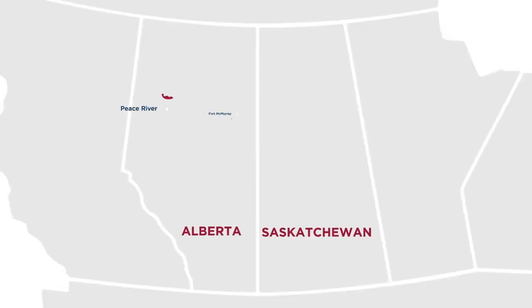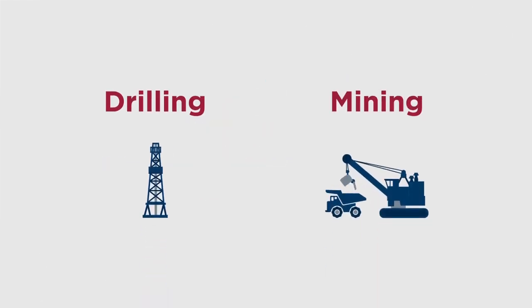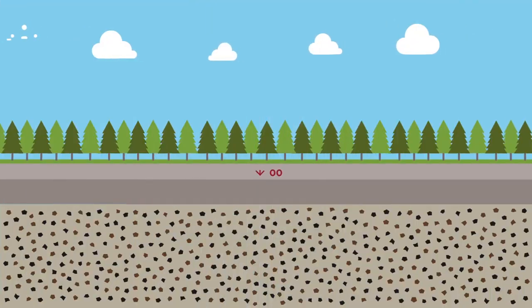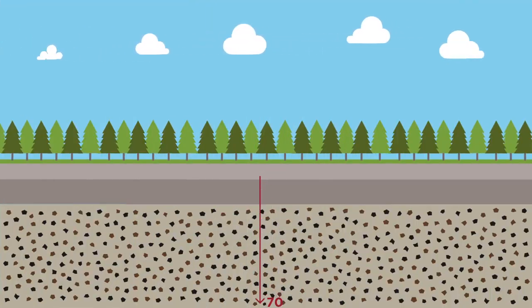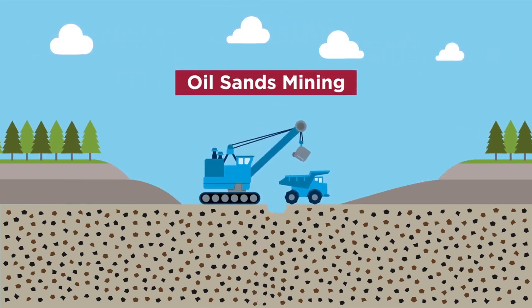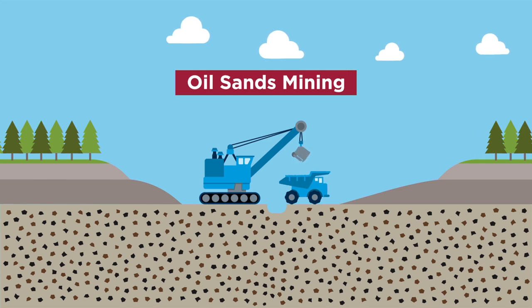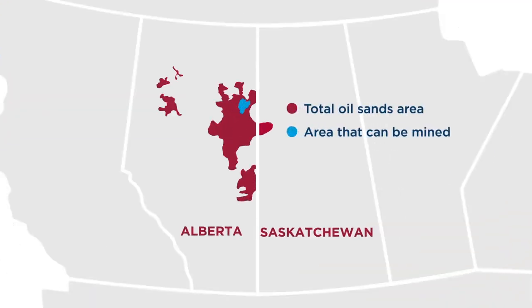Canada's oil sands are recovered using two main methods: drilling and mining. About 20% of the resource, known as bitumen, is found within 70 meters of the Earth's surface. These reserves, a mixture of bitumen and sand, are shallow and can be recovered through mining. Only 3% of the oil sands' total surface area can be mined.